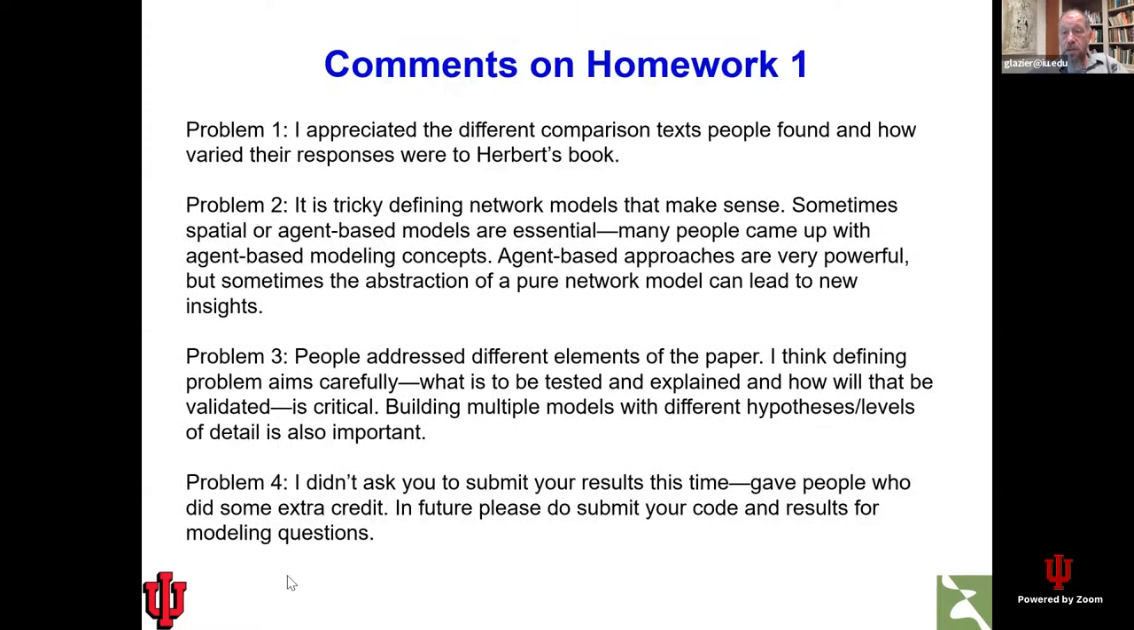I wanted to make a few comments on the homework. I appreciate people doing the homework always. People came up with some interesting comparison texts, and people had some variable responses to Herbert's textbook, which was nice for problem one. The aim of those kinds of exercises isn't for people to write long essays.